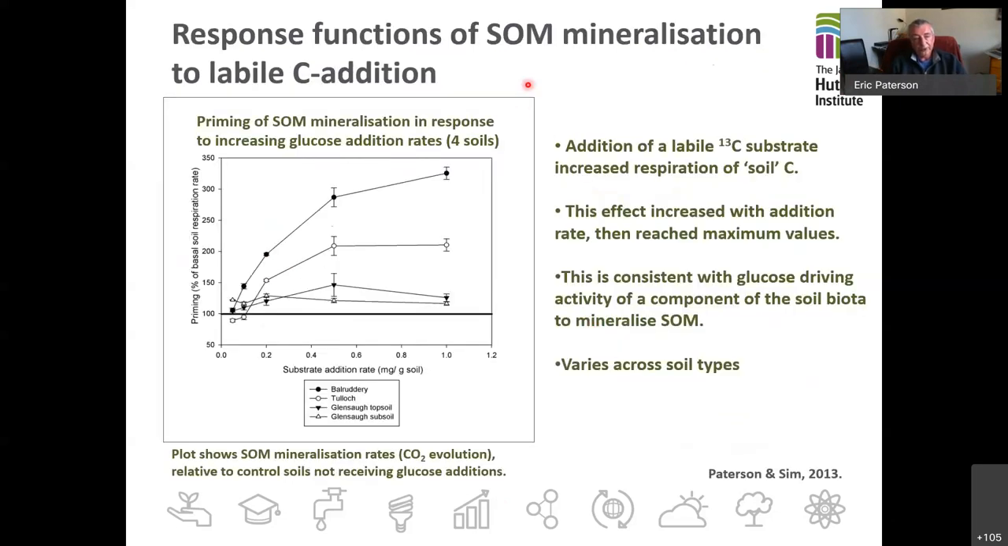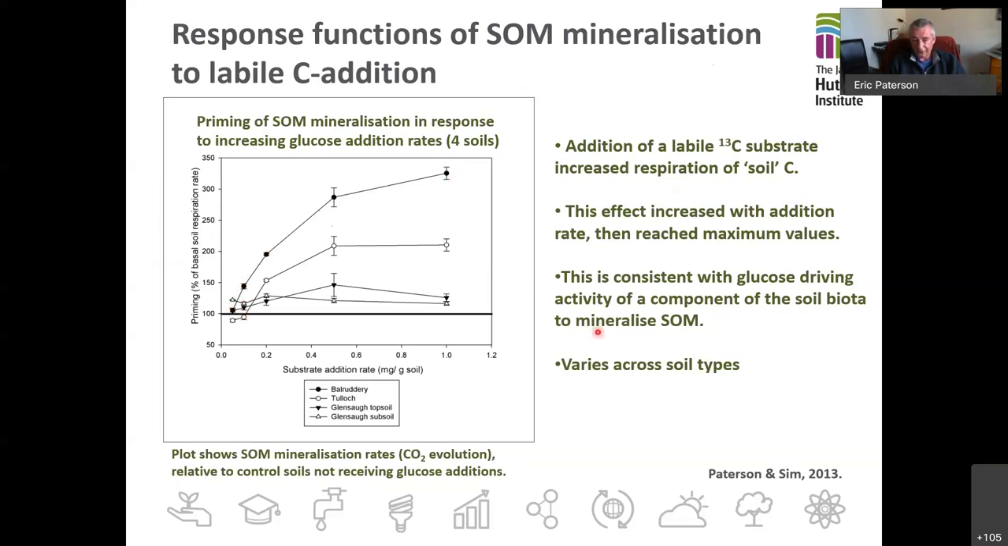So in terms of data, these are what I would consider to be fairly typical priming responses. What we have are 4 soils, and we've added increasing amounts of glucose to those soils and then measured the effect that glucose has on the evolution of mineralized soil organic matter. So as we increase the glucose addition rate, we tend to increase the soil organic matter mineralization rate as well, but it tends to plateau off.